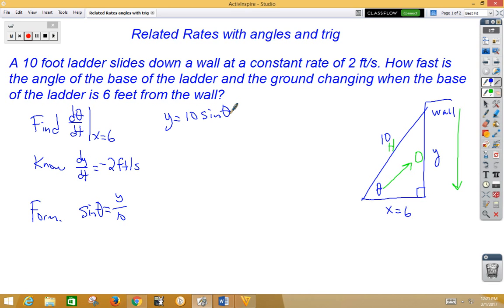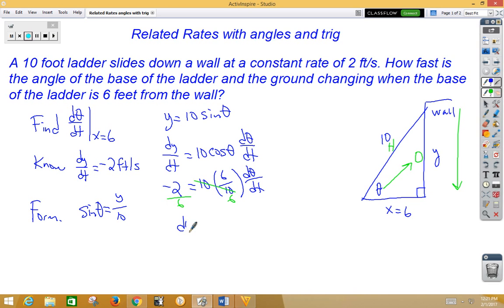Now let's go ahead and take the derivative. So dy dt is equal to 10, derivative of sine is cosine theta, d theta dt. Well, after the derivative is the time to plug in. So dy dt is negative 2. We have a 10. Now, cosine of theta, d theta dt. Well, if we look at the picture, cosine, remember, is adjacent over hypotenuse, so that would be 6 over 10. Well, now we can cross out the 10s. We can divide both sides by a 6. We get d theta dt is equal to negative 1/3. And since this is an angle in calculus, that would be radians per second.